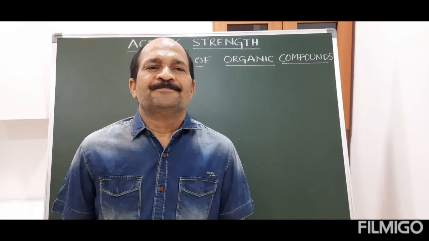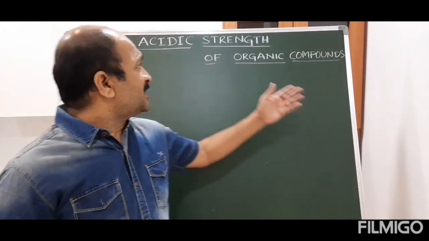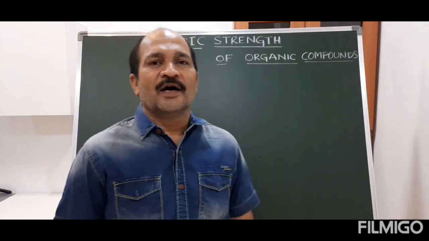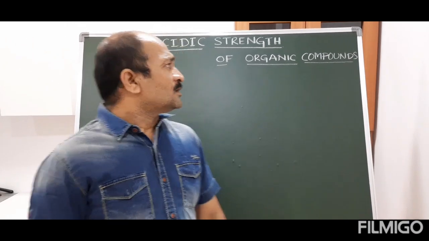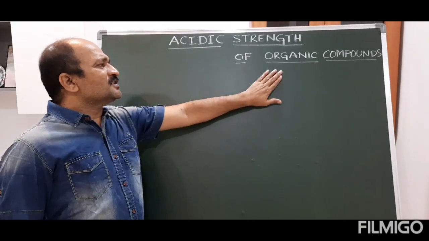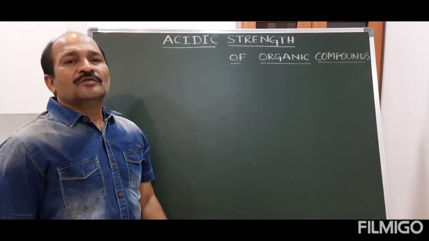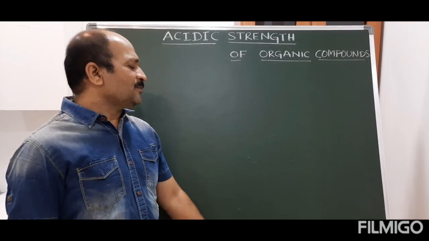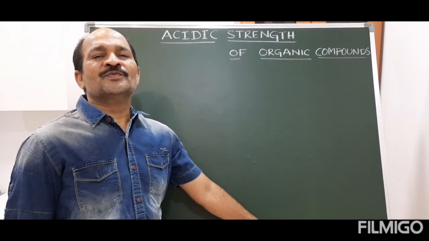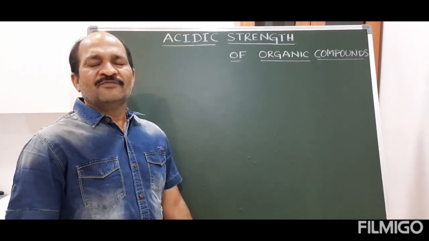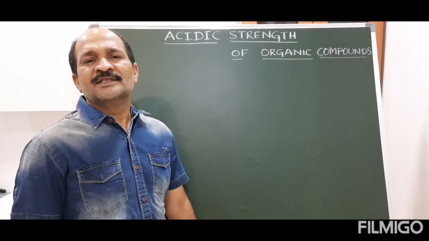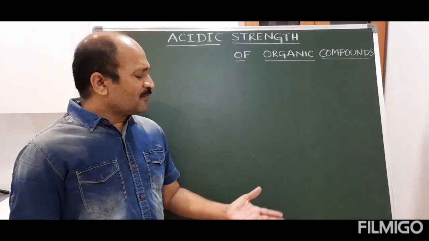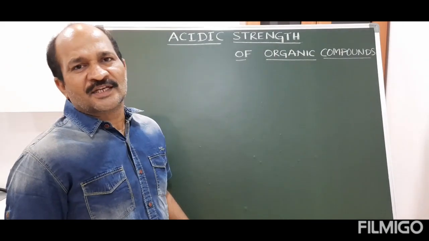Hi students, today we are taking up the topic acidic strength of organic compounds. Regarding this topic, we are going to discuss the relative acidic strength of different types of compounds having different functional groups, which one has a higher acidic strength among the same functional groups, and what are the factors which influence the acidic strength.